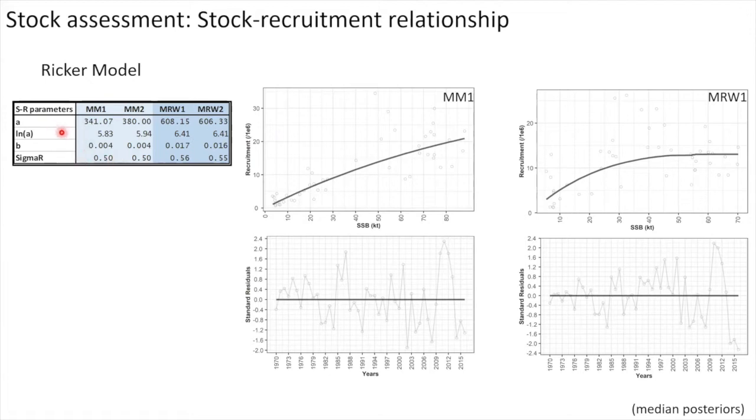I found important differences in the estimation of the productivity parameter A. For example, the models that use a multiplier predicted a lower value of the parameter A, and a higher value of the parameter A here, the models that use random walks. Something similar was observed with the density-dependent parameter, the dependence parameter B. It was lower here in MM1 and MM2 and higher in MRW1 and MRW2.